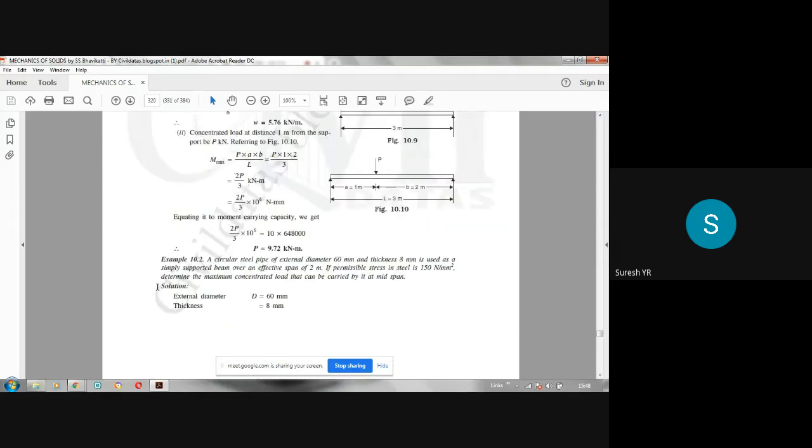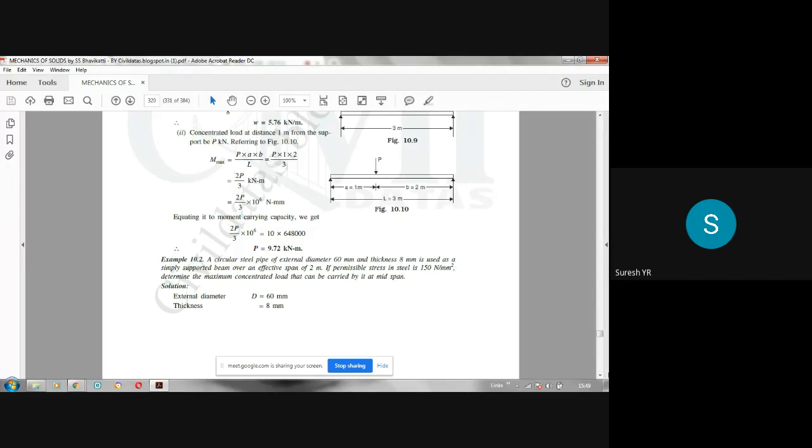Now here, it is used as a simply supported beam over an effective span of 2 meters, so L is equal to 2 meters. The permissible stress in steel is 150 Newton per mm square. So the permissible stress value in steel is more, meaning steel pipes can carry more load. Determine the maximum concentrated load that can be carried by it at mid span.